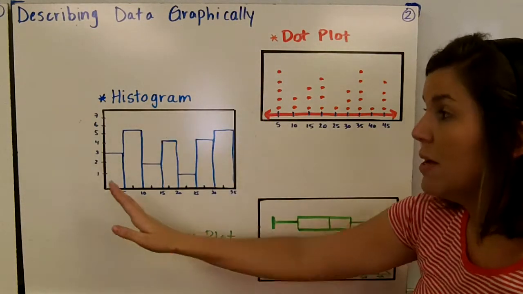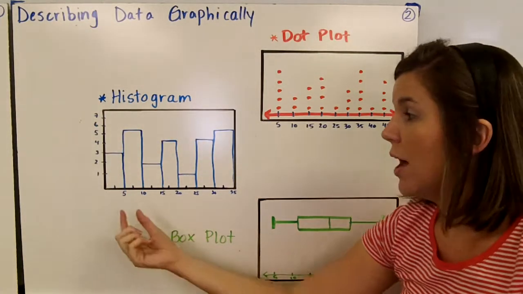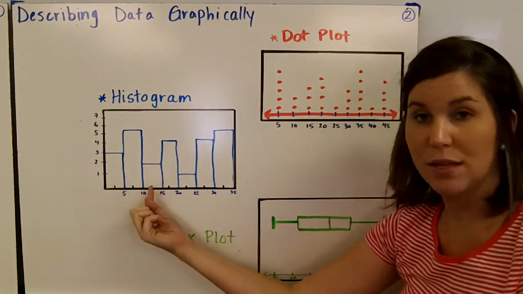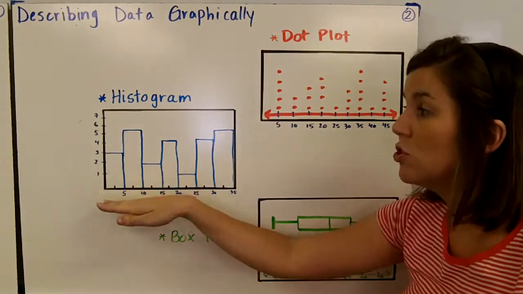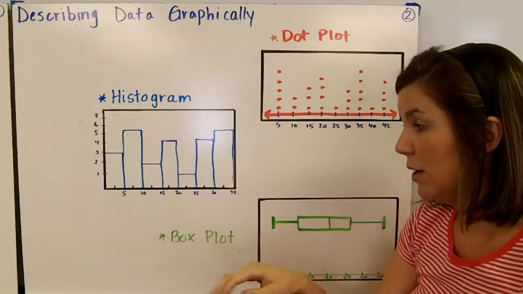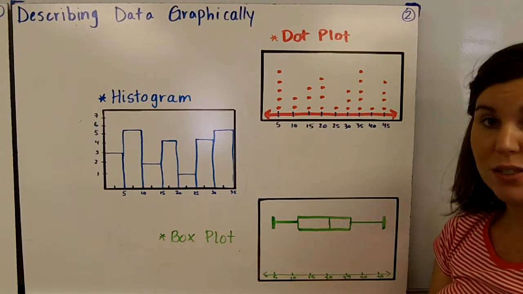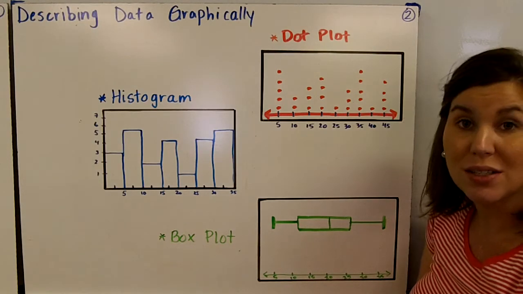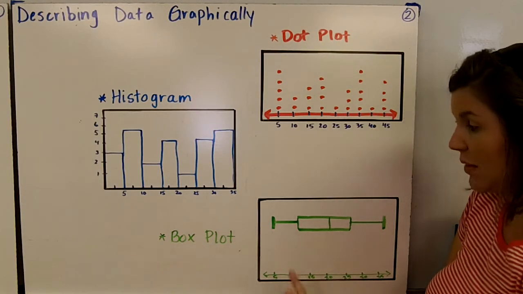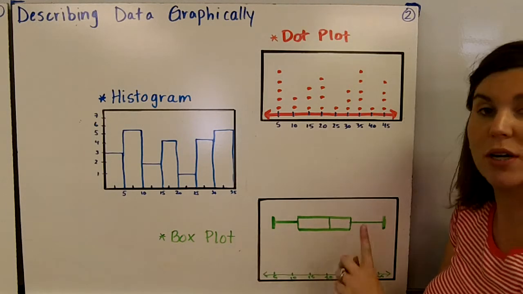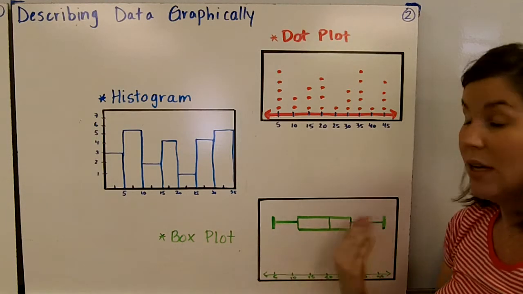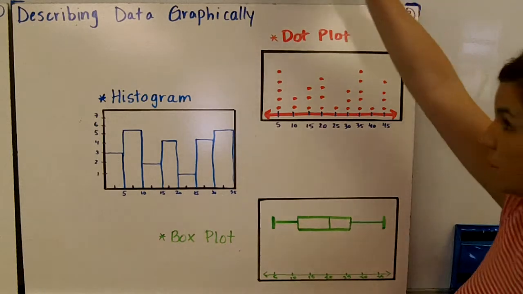A histogram. It sort of looks like a bar graph, except for there are no gaps in between these. And this shows the frequency as well, that something occurs. The third one is a box plot. Sometimes it's called a box and whisker graph. And there are 5 important marks that you will learn about as we go on.